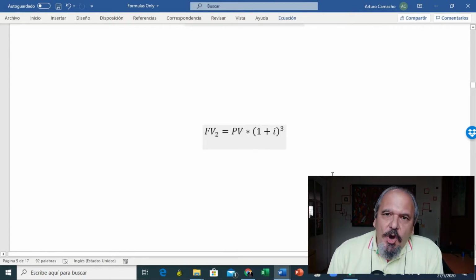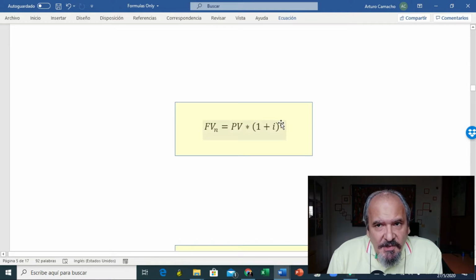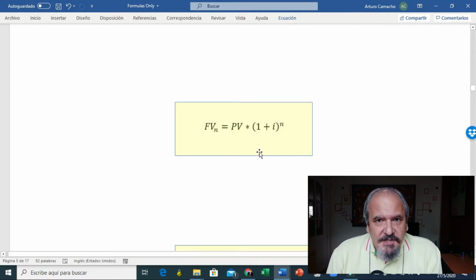And we will continue on and on until the n number of years is reached. And that is the formula we're looking for: the compound interest rate formula, which is here. And from this formula, as I told you, we're going to derive every other formula. First, we're going to derive the present value formula, which is right here.